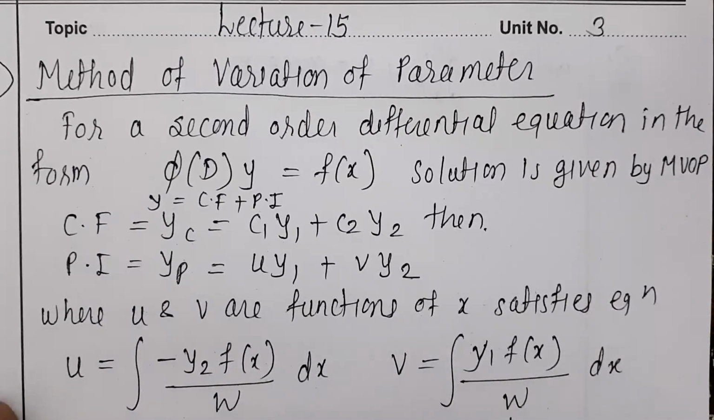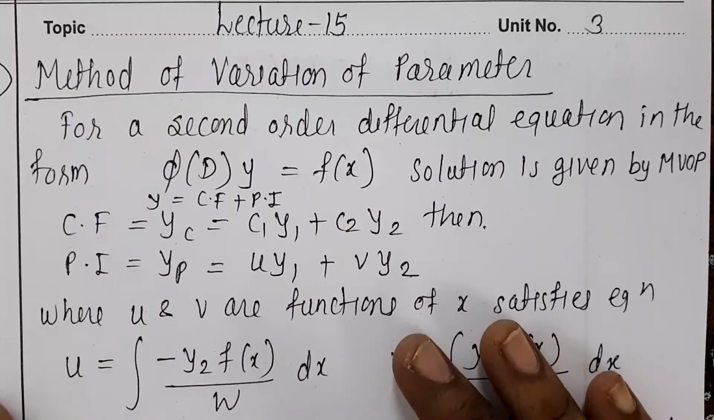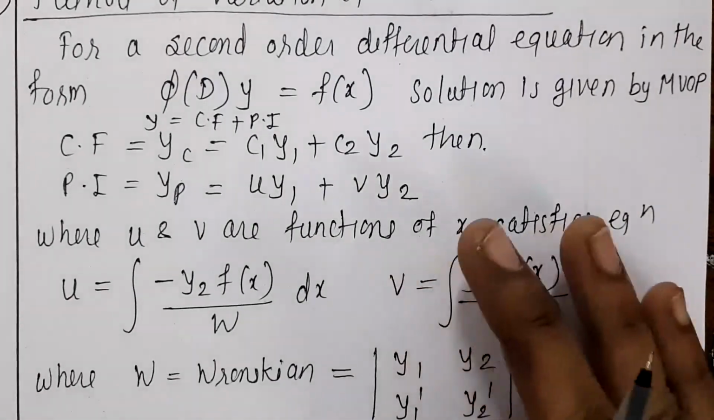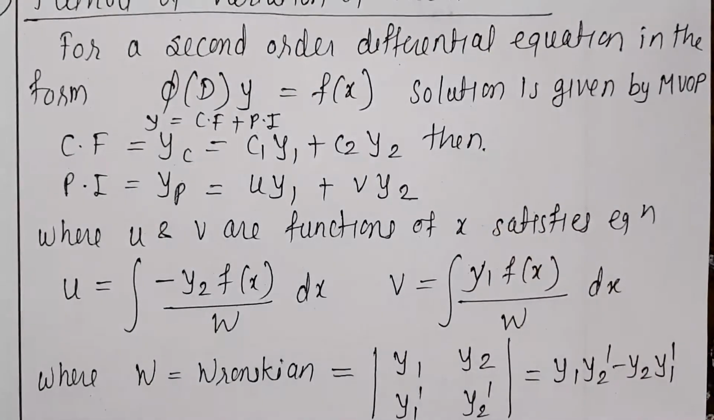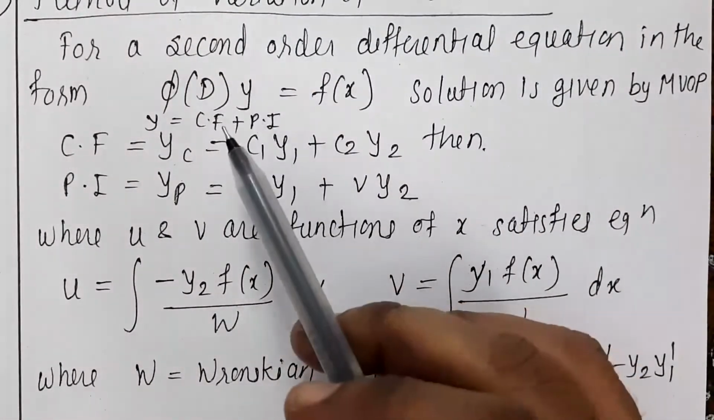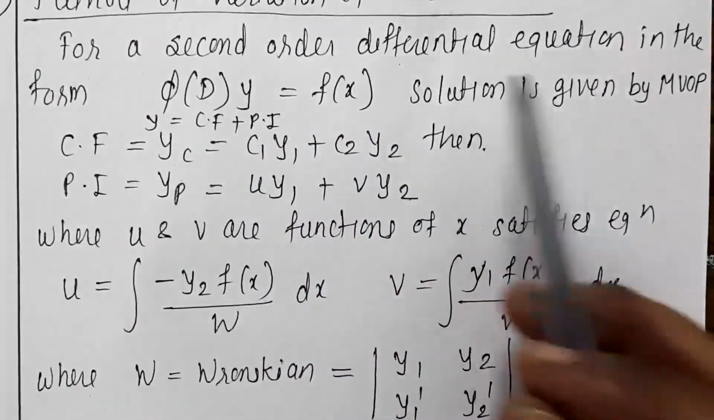Hello all. Today we are going to study the third method, that is the method of variation of parameter. By this method also we can find the solution of a linear differential equation, and this is a method to find PI. First, this method is applicable only for second order differential equations.